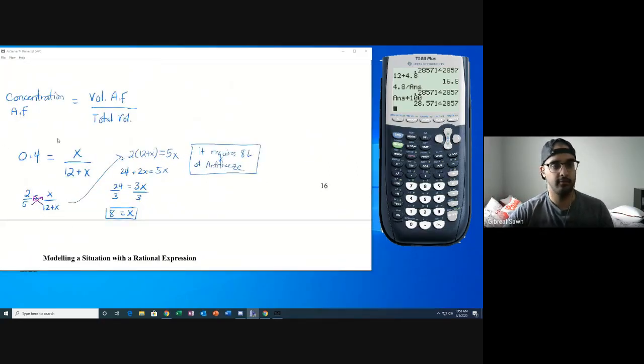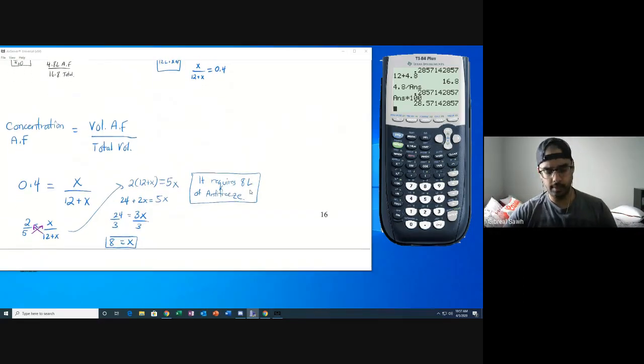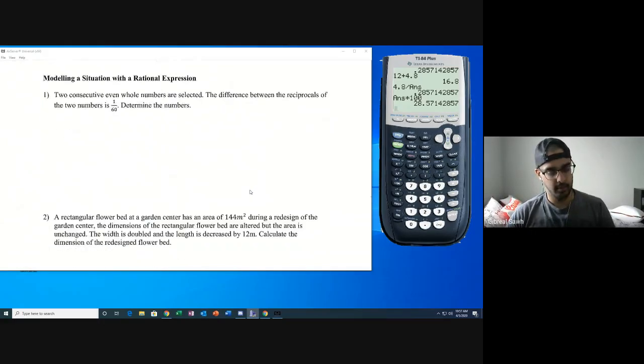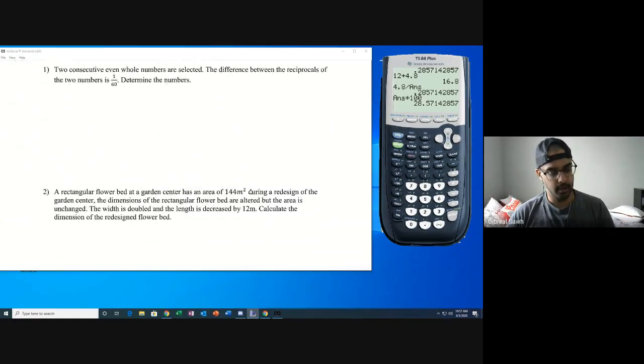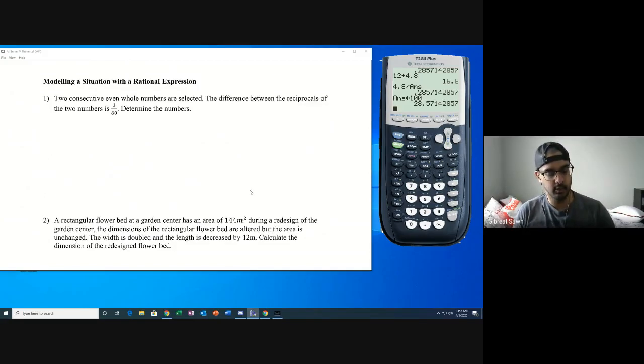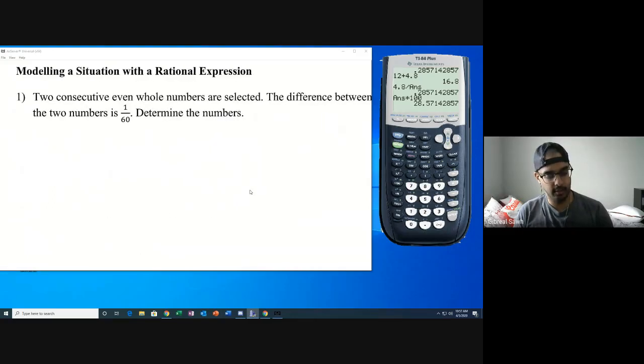Now again, that formula wasn't terribly difficult to solve, but the understanding behind it, that was hard. That's going to take the most amount of thinking. Okay, a couple more here. They are a little different. Just the last two here. Two consecutive even whole numbers are selected. The difference between the reciprocals of the two numbers is 1/60. Determine those two numbers. Now it's helpful to know what the word consecutive means.